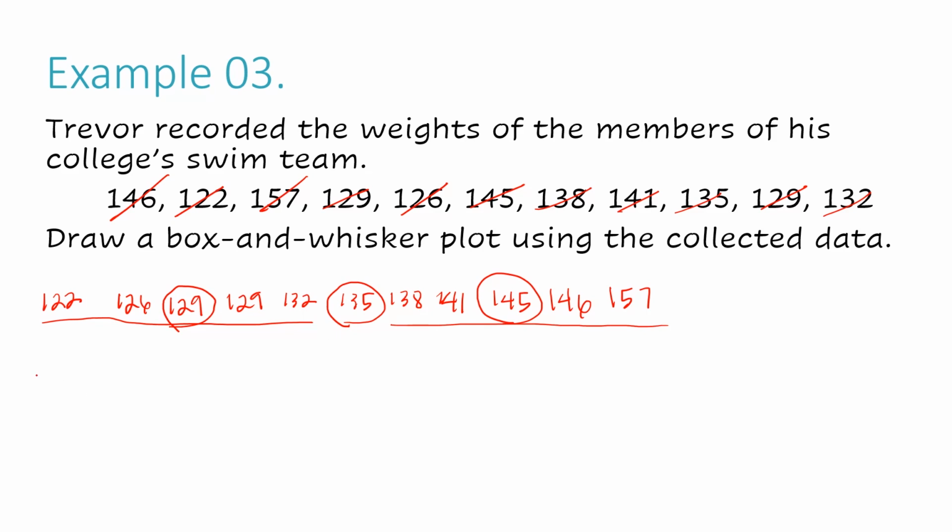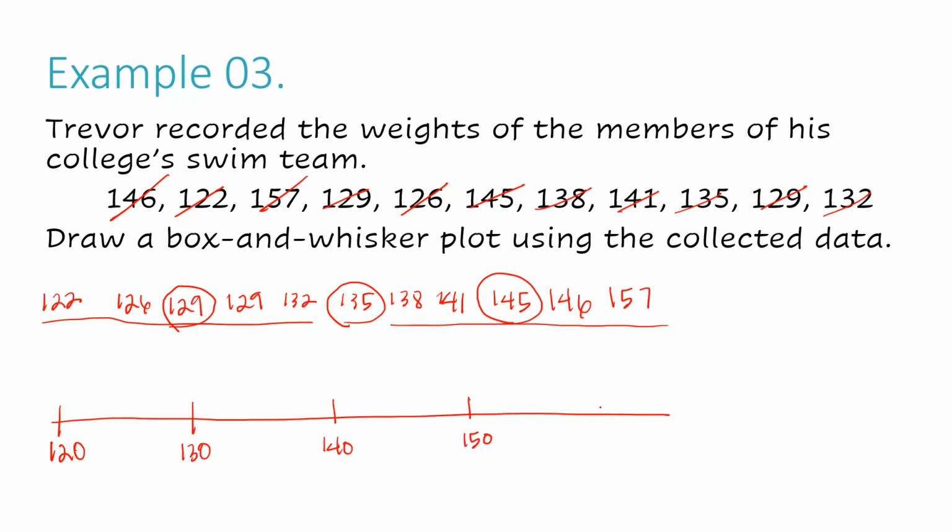Now I'm going to use this information to graph what we have on a number line. So I'm going to make sure my number line has 122 and it goes all the way up to 157. That's kind of a larger range, so I'm going to skip count. I'm going to start at 120. Then I'm going to go to 130. I'm going to go to 140. 150. And 160.